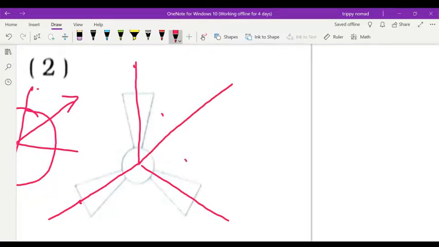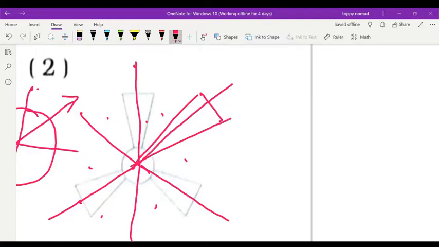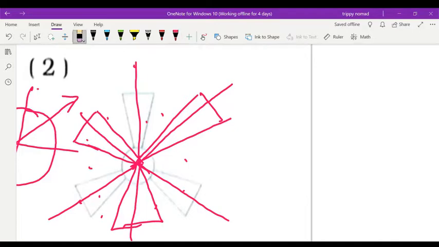1 2 3 4 5 6. Now this part will be drawn here. Okay, this part will be drawn here, and this part will move here, and this part will go here. I hope you understood the concept here. Okay, this is called a 1/6 turn. I hope you understood now.